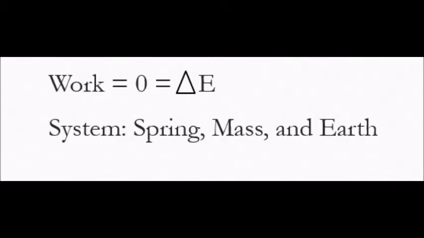This is correct because our system is defined as the spring and the mass and the Earth, so there are no outside forces from the surroundings acting on the system. By the energy principle, we know that there is no work being done, so the delta E is equal to 0.